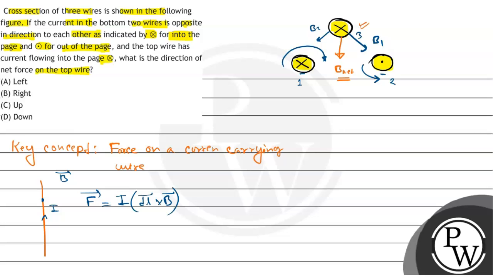And the current is perpendicular to the plane and going into the page. So from F equals I into dl cross B, you can say from the right hand rule that the force acting on the top wire will be in the left direction, right? So our correct answer will be option A, that is left.